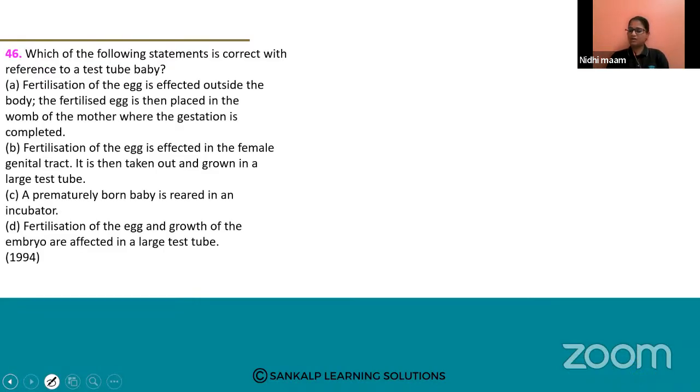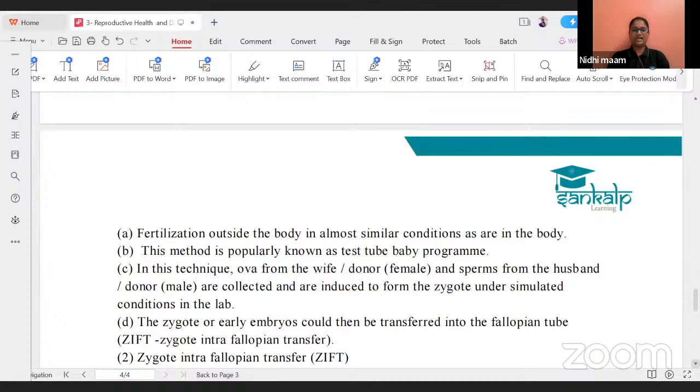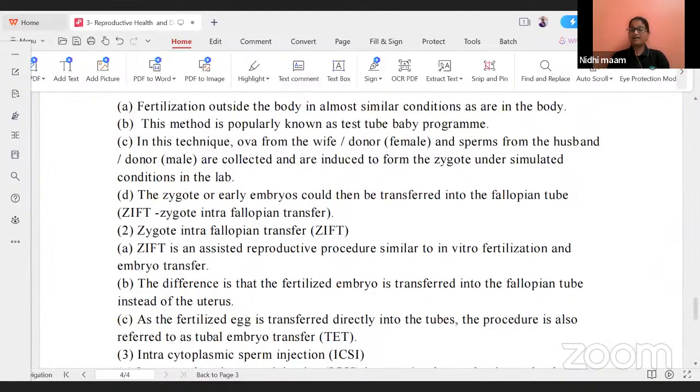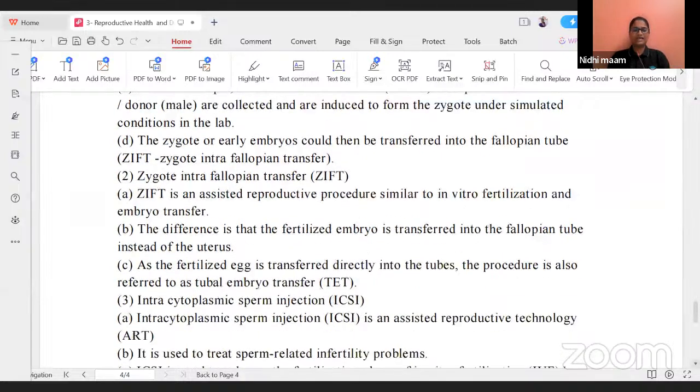So this is about the questions on reproductive health and diseases. Here you should mainly concentrate on sexually transmitted diseases and the in vitro ART technologies, ZIFT, GIFT, etc. I have given ZIFT and GIFT in the CET notes. See here, the zygote or early embryos could then be transferred into the fallopian tube, which is called ZIFT.